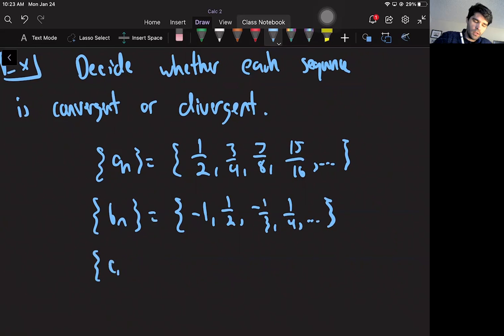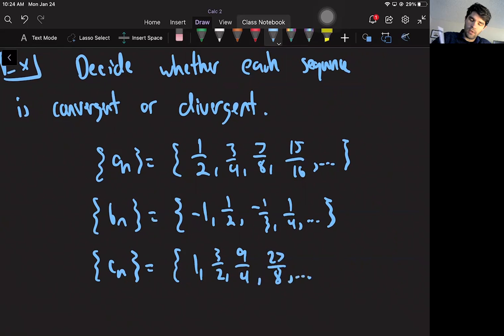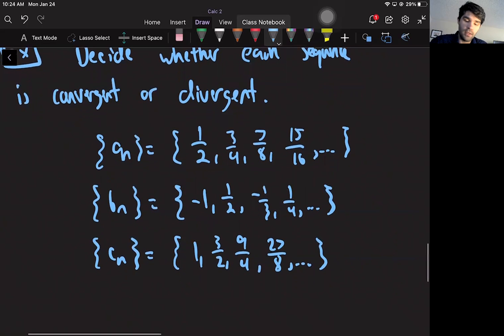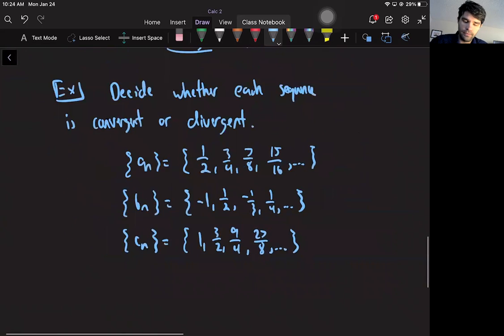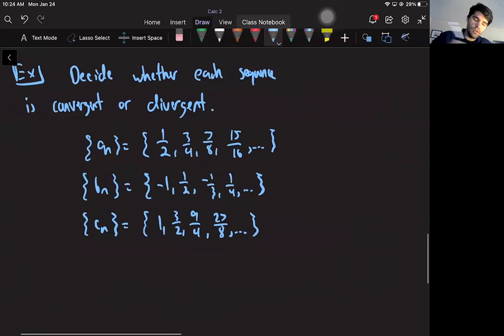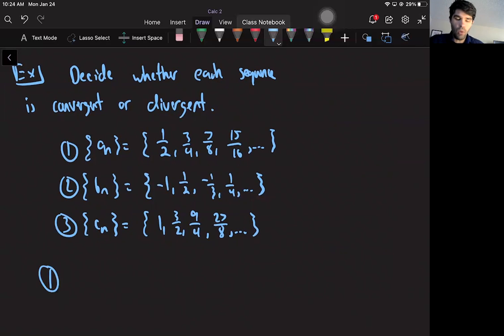And the last one will be Cn. Let's do this: 1, 3/2, 9/4, 27/8, and so on like that. Okay, so let's think about these examples here. Maybe I'll just number them: 1, 2, 3.